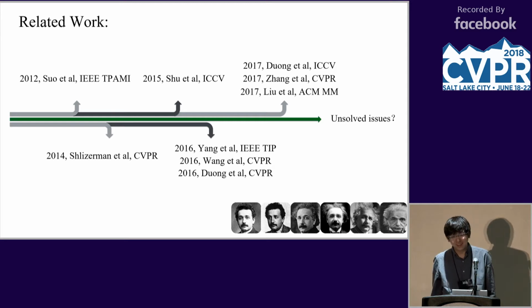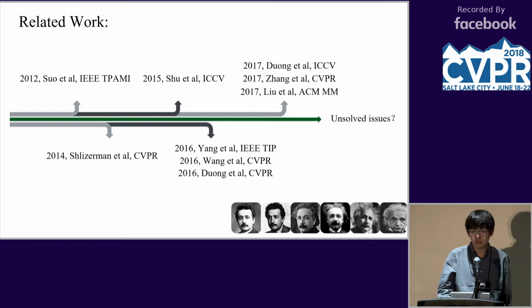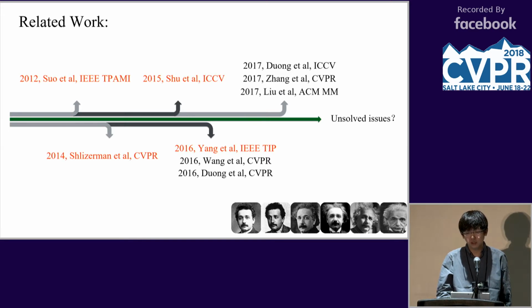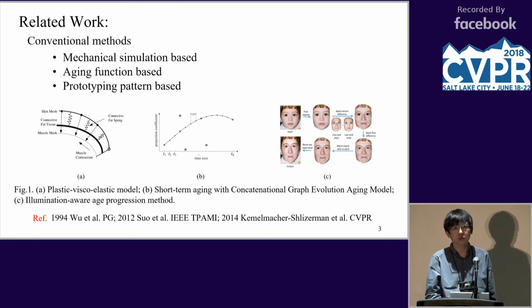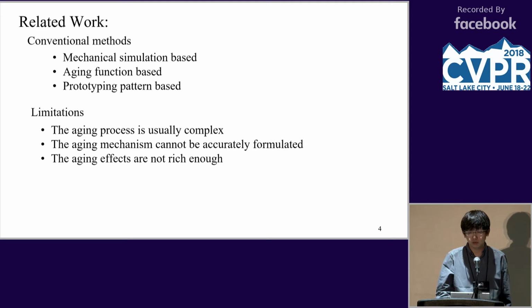Sorry for that. In recent years, this topic has received increasing attention, in particular from some top conferences and journals. The same as in other computer vision tasks, we can also notice its development from handcrafted methods to deep model-based ones. Conventional methods can be roughly classified into three types: mechanical simulation-based, aging function-based, and prototyping pattern-based. In spite of some promising results, they have obvious limitations. The aging process is usually complex, the aging mechanism cannot be accurately formulated, and aging effects are not rich enough.